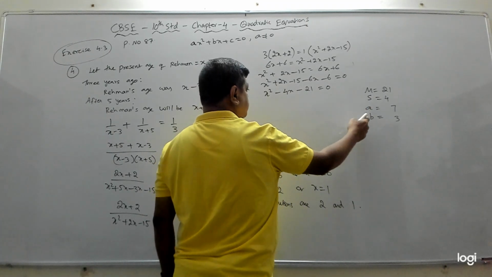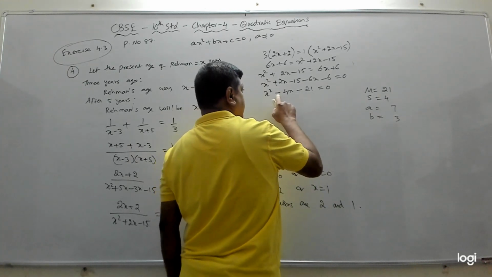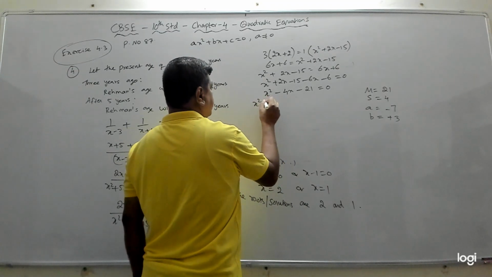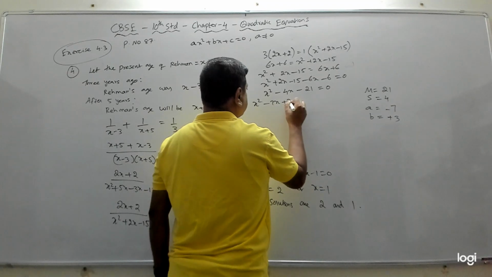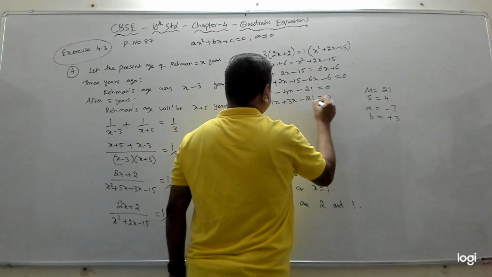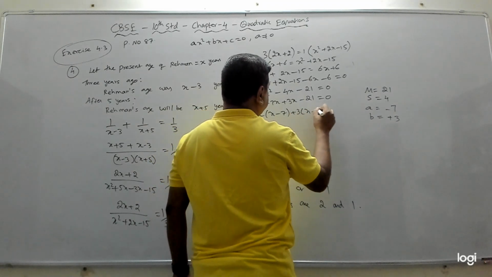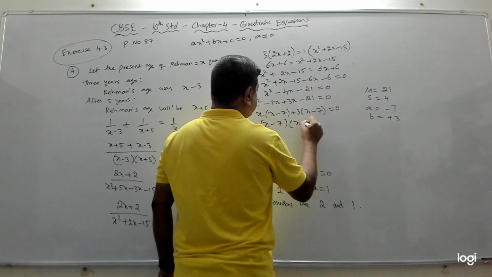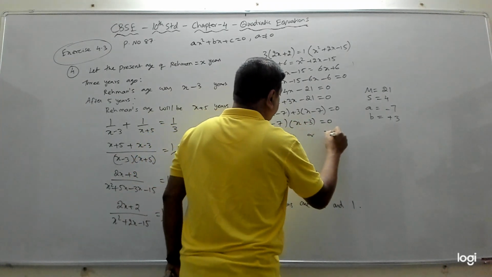To know which is positive, which is negative, we have to see this side. The greater number among these two will take this side. So 7 will take minus and 3 will be plus. So you will get x square minus 4x can be written as x square minus 7x plus 3x minus 21 equal to 0. Now x is common, x minus 7 is common. You will get x minus 7 into x plus 3 equal to 0, which means x minus 7 equal to 0 or x plus 3 equal to 0.